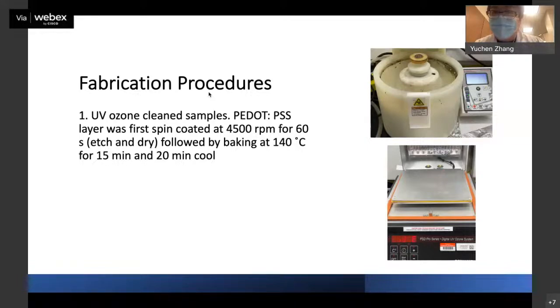After that, we will etch with DI water and bake the sample at 140 degrees for 15 minutes, and we will do another 20 minutes of cooling to room temperature. After that, we will move the samples into the glove box for the later layers.